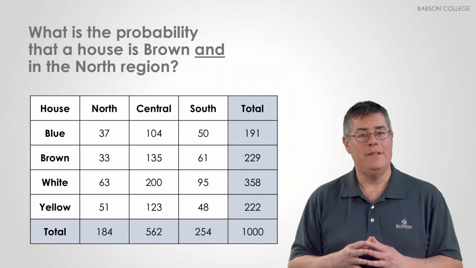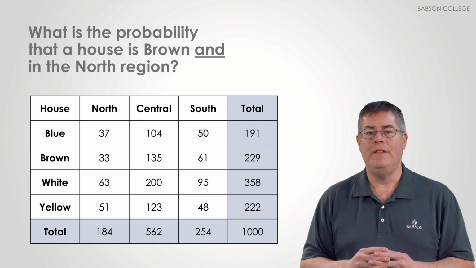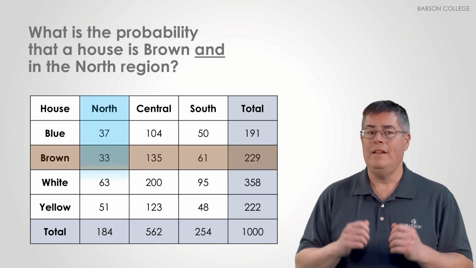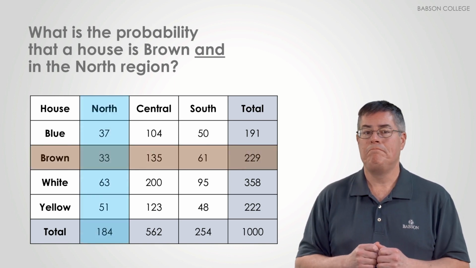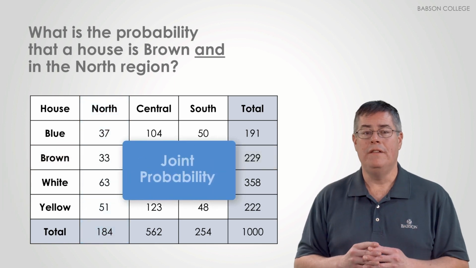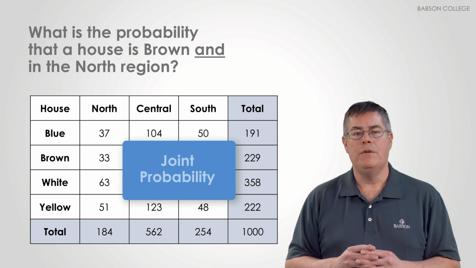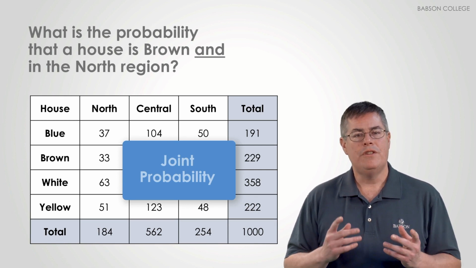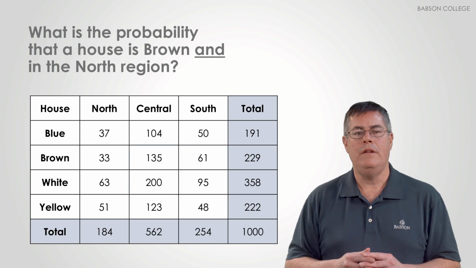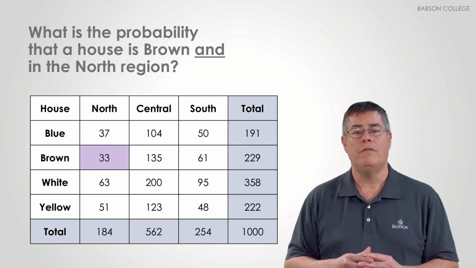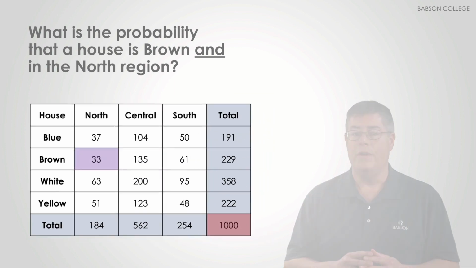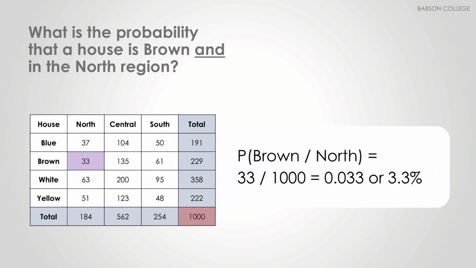Next question, please. What is the probability that a house is brown and in the north region? This is called a joint probability because we are interested in those houses that meet both criteria. Those are easy. Just find the intersection of brown and north in the table, which is 33. So 33 divided by 1,000 is 0.033. These are usually pretty small numbers.